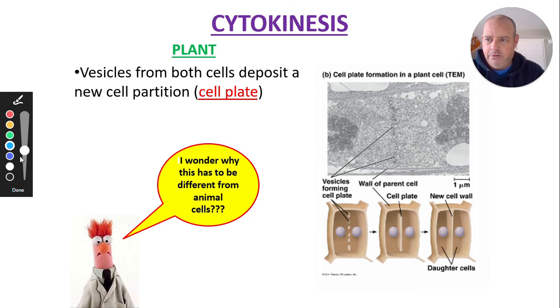If you look here, there's vesicles dropping off material here in the middle, and before it's totally connected, we call this a cell plate. So the cell plate is forming right down the middle. Once it gets totally connected all the way across, then it becomes a cell wall. But until then, it's a cell plate.